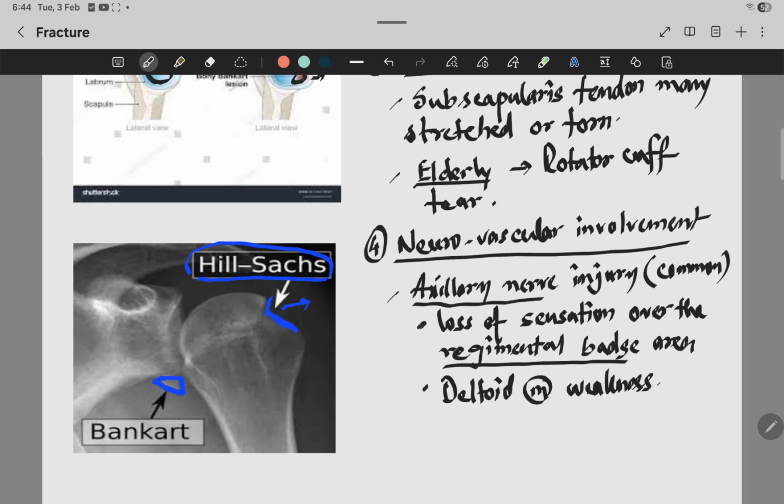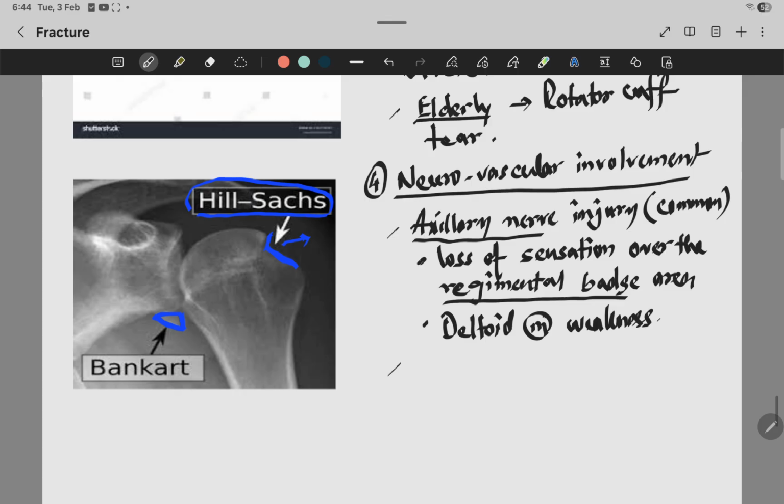Okay. Next, the neurovascular changes. There may be, which is rare, injury to the posterior circumflex artery. Okay.